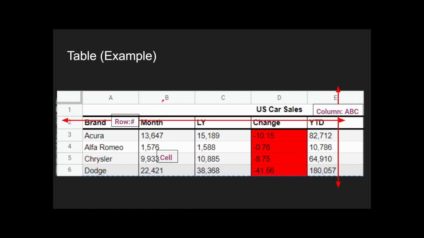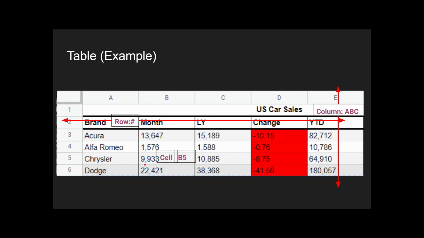So we go up and figure out it's in column B. That's the first part. And then we go to the left and figure out it's in row 5. That means that the address for this cell is B5. So this right here is cell B5 and it contains this value. So that's how tables work.